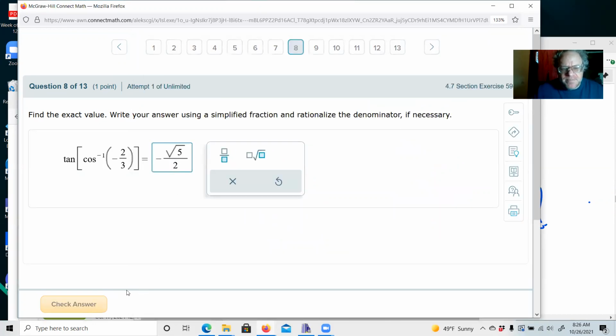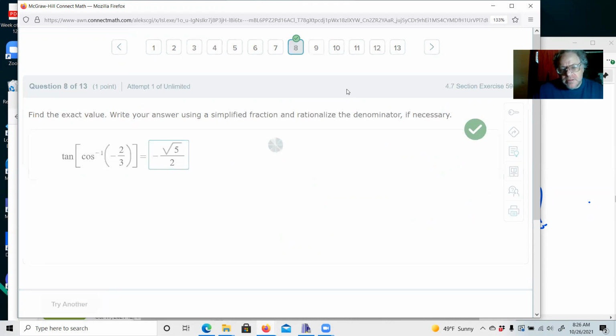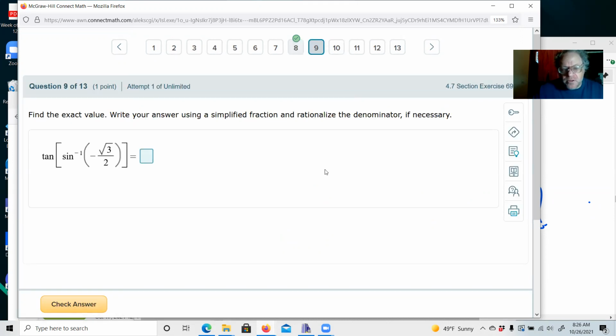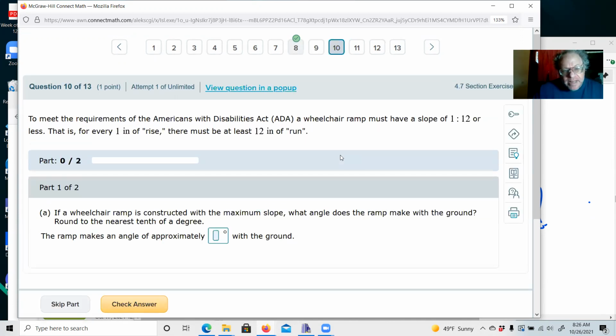Opposite over adjacent. Okay, that's the kind of thing you're supposed to do with this. I do ask you other questions about this, so definitely take a look through 4.7 again and get some ideas for how to do this.